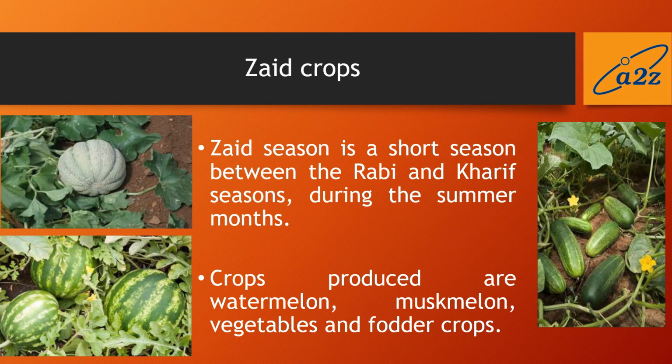The third type of crop is Zaid crops. Zaid season is a short season between the Rabi and Kharif seasons during the summer months. Crops produced are watermelon, muskmelon, vegetables and fodder crops. This is all about types of crops.